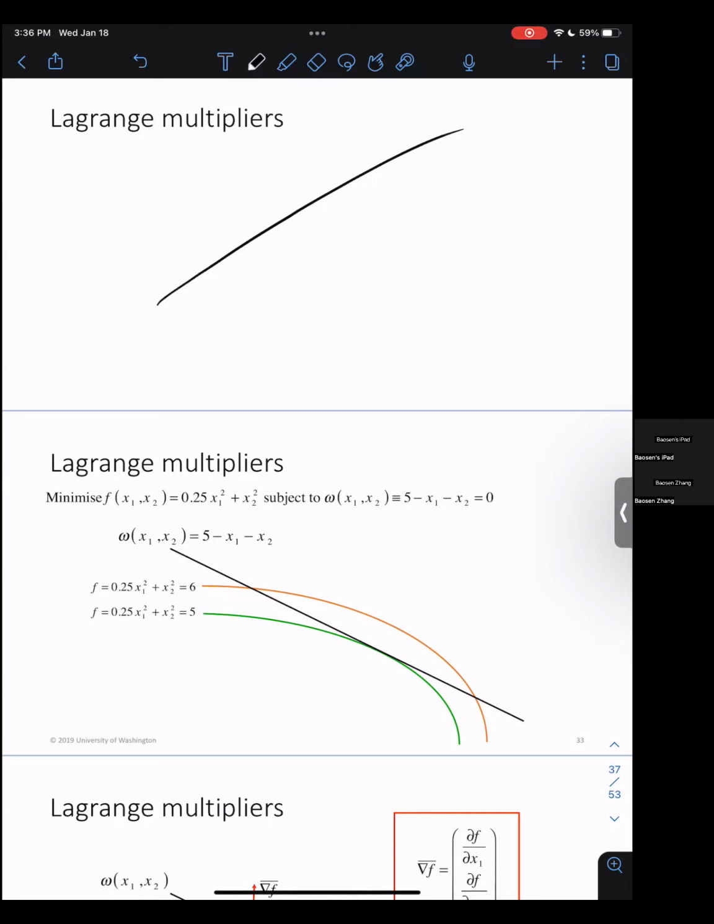The gradient points this way, so it's perpendicular to the constraint. Now you're done. Right? This is how you know this point is the optimal solution. Okay.